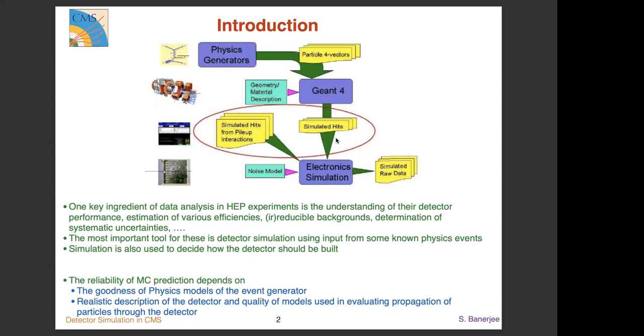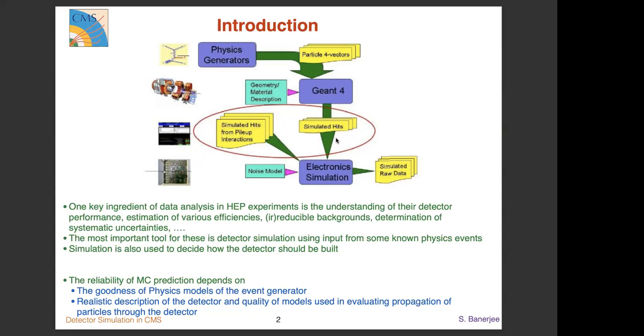After that, the simulated raw data behaves like the real data which comes from the detector, and they are treated identically in the system. One key ingredient of data analysis in an HEP experiment is to understand the detector performance, estimate the various efficiencies, look at the reducible and irreducible backgrounds, and determine systematic uncertainties. The most important tool for this is the detector simulation using inputs from some known physics events. So you have to know both your signals as well as your backgrounds. Simulation is also used to decide how the detector should be built, and that is where the simulation code started.